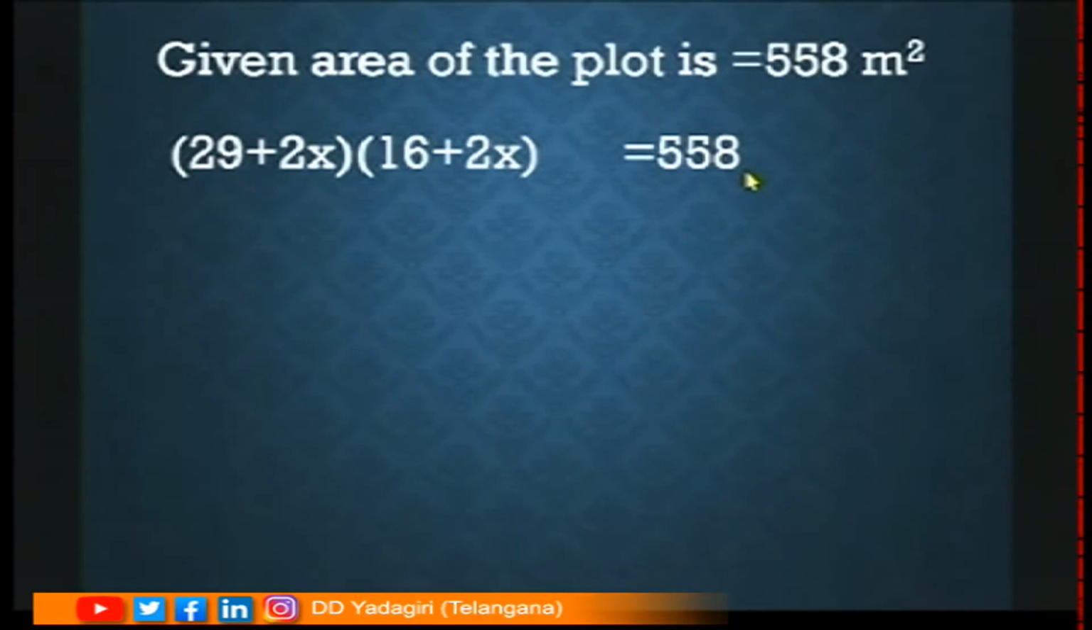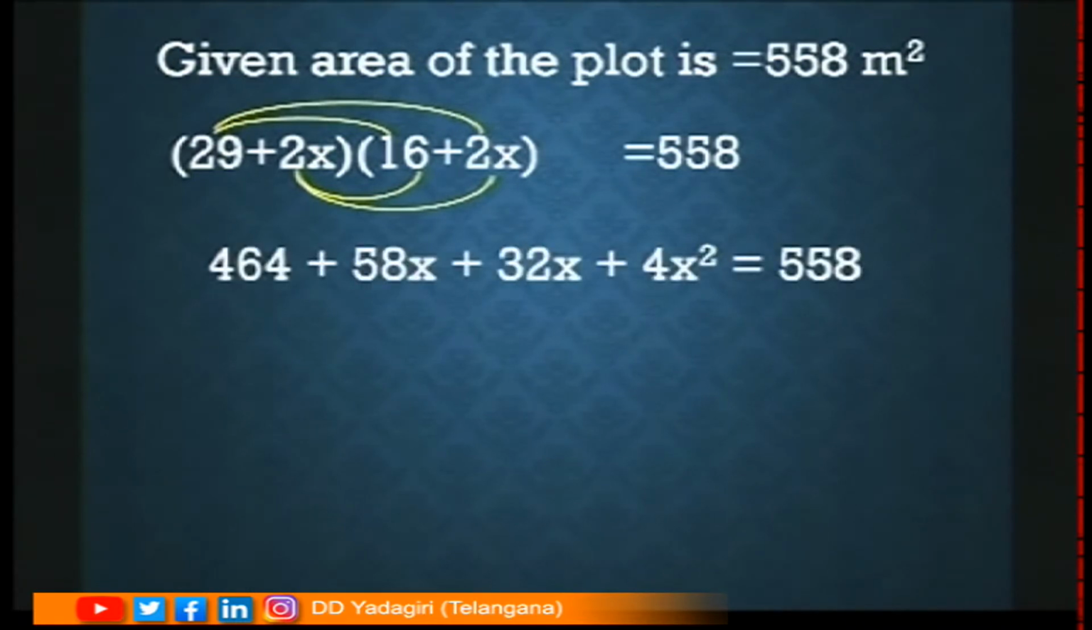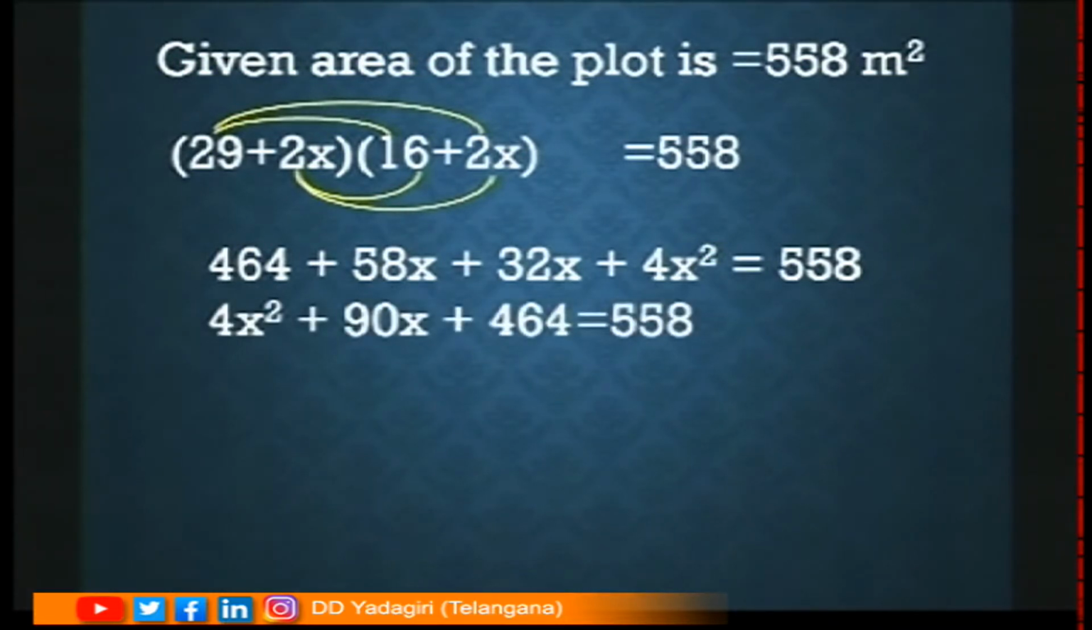Now let's open up the brackets by multiplying the respective terms. 29 multiplied by 2x, 29 with 16, then 2x with 16 and 2x with 2x. Now what is the product we get? 29 into 16 gives me 464, 29 into 2x gives me 58x, 2x into 16 gives me 32x and 2x into 2x gives me 4x square. And this should be equal to 558. Now let's rearrange the equation in descending powers of x. So we get the equation as 4x square plus 90x plus 464 is equal to 558.